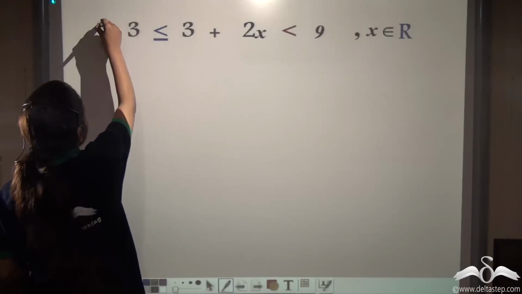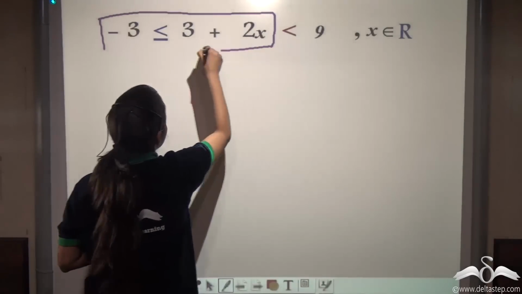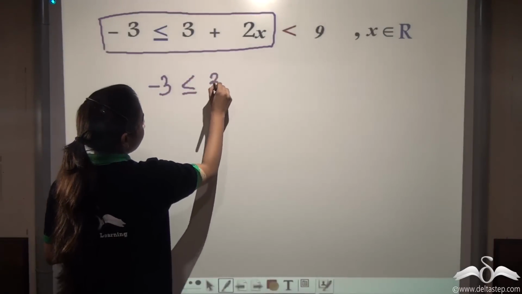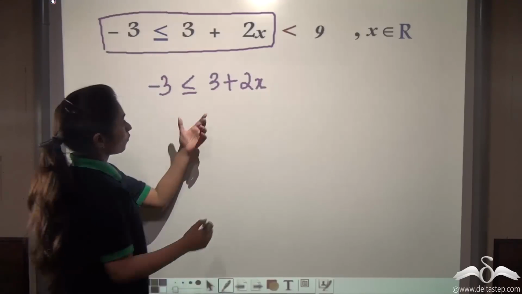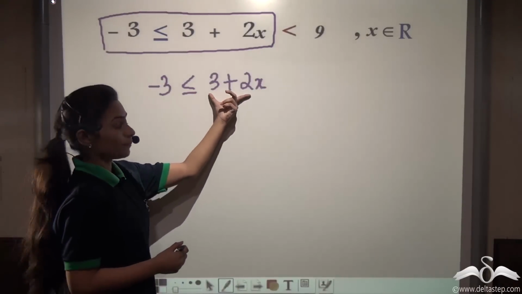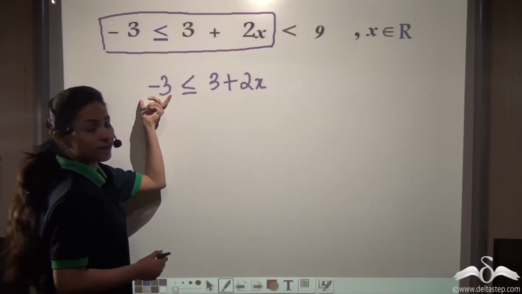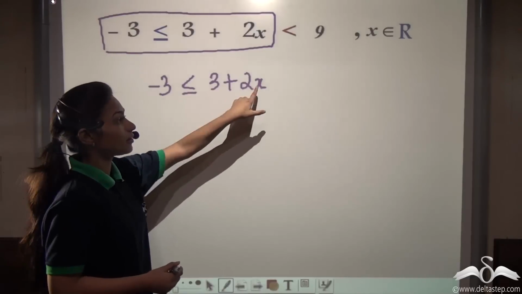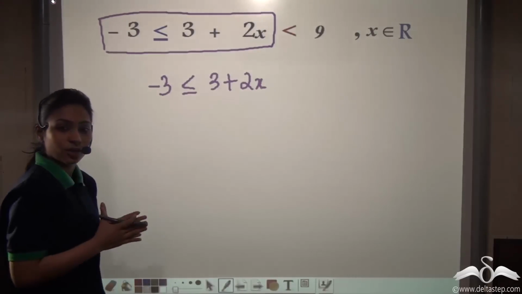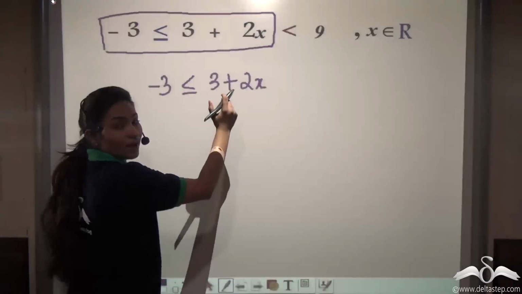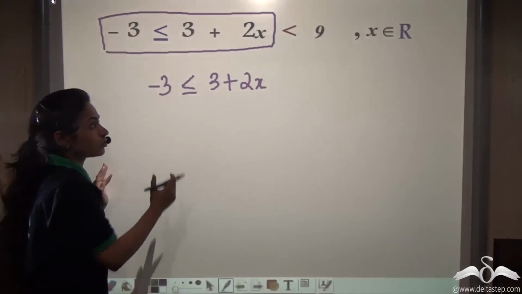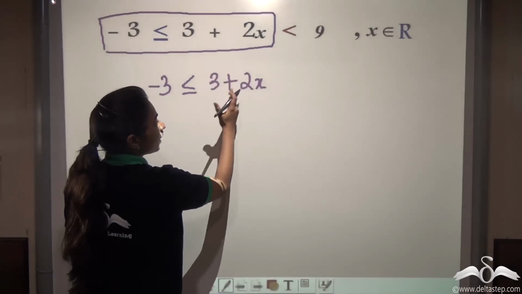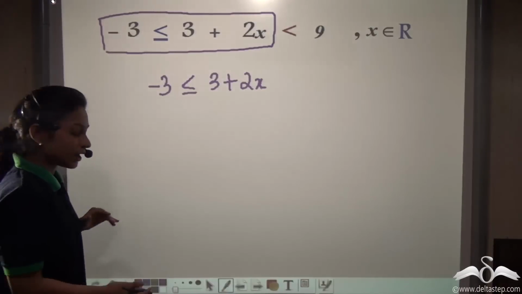First of all, solve this inequation. Minus 3. What do you mean by this inequation? 3 plus 2x is greater than or equal to minus 3, or minus 3 is less than or equal to 3 plus 2x. So here our variable is x. How do we solve these kinds of inequations? You already know. We have to try to isolate our variable, that is, eliminate the other numbers from this side. So let's do that.